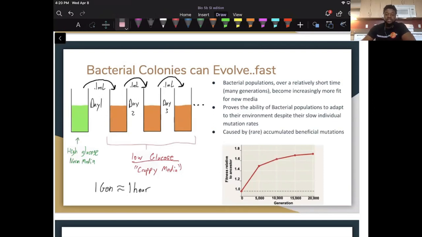And then it also proves the ability of bacterial populations. Remember, we're talking about population genetics, about a population's evolution, not individual species. It allows them to adapt to their environment despite their relatively slow mutation rates. And this is all caused by rare and accumulated beneficial mutations. So yeah, that's a basic summary of this experiment.